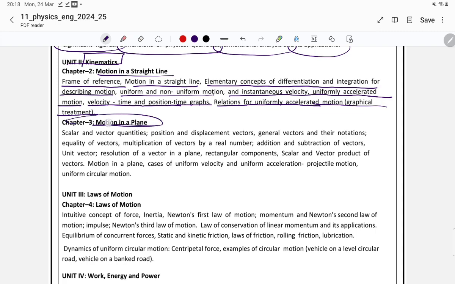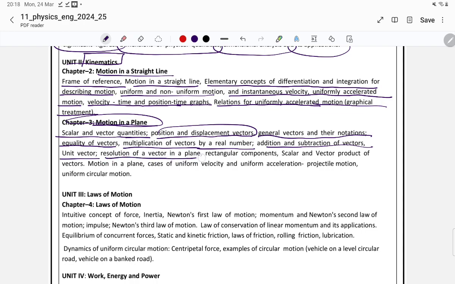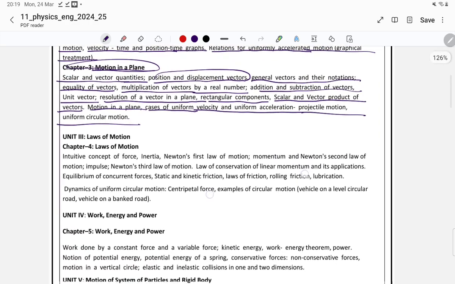This is there. Motion in a plane: what is scalar and vector, scalar and vector quantities, position and displacement vector, general vectors and their relation, equality of vectors, multiplication of a vector by a real number, addition and subtraction of vectors, unit vector, resolution of a vector in a plane, rectangular components, scalar and vector product of vectors, motion in a plane, cases of uniform velocity and uniform acceleration, projectile motion, uniform circular motion.